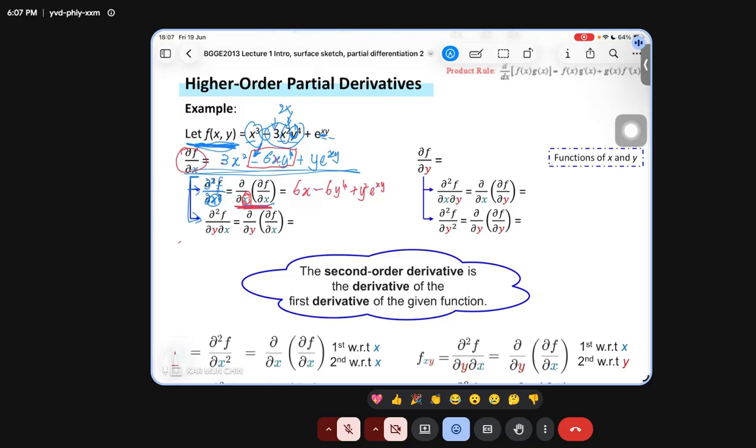Can anyone answer me on this second derivative if we differentiate this with respect to y? What is your first term? I'll give you 1 minute to do this. This one we apply the chain rule that we have learned before, or you can see the clue here, the product rule. You can use the product rule to solve it.